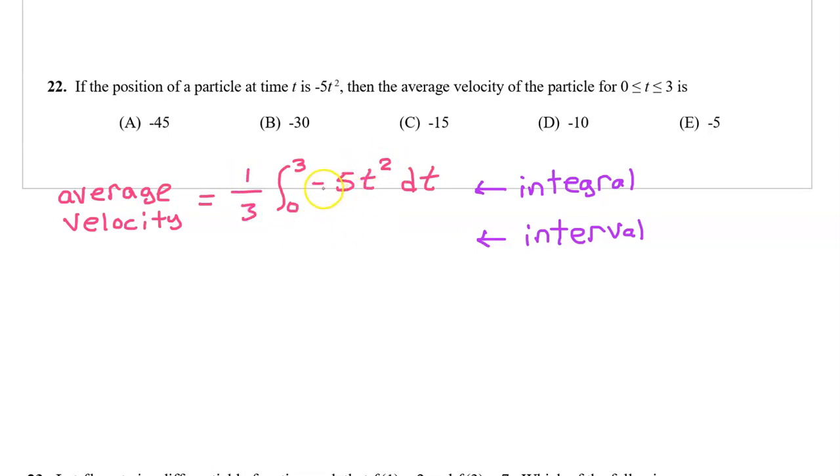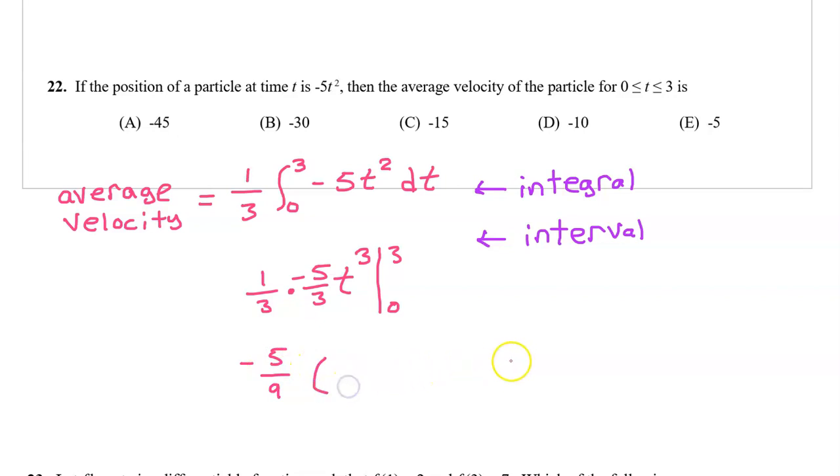As we integrate negative 5t squared, I'm going to bring down the t and increase the exponent. So this will now be t to the third power. Then I divide by the new exponent. So I will have negative 5 divided by 3. Don't forget about the 1/3 that is still out in the front. I'm just going to bring that down. And we need to evaluate this from 0 to 3 using the limits of integration. 1/3 times negative 5/3 is negative 5/9.